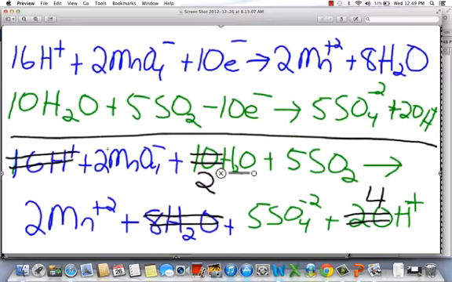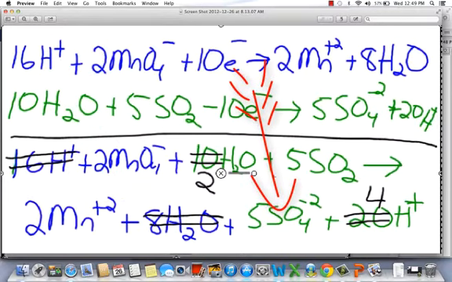So to check it for charge, we've got 2 permanganates. That's each has a -1 charge. 2 times the -1 is -2. The water is neutral. The sulfur dioxide is neutral. So we have a total charge on the left-hand side of -2. On the right-hand side, 2 manganese with a +2 charge is a total of +4.